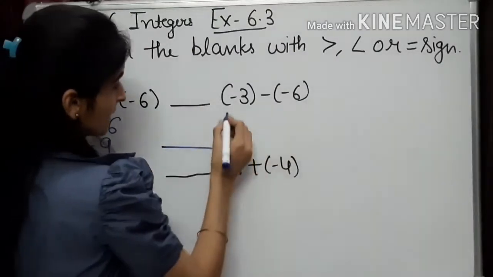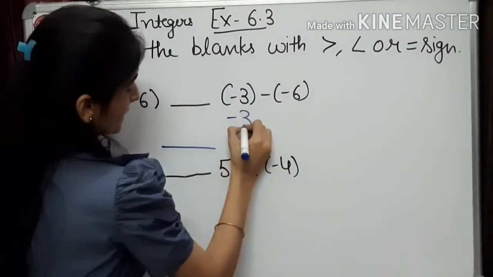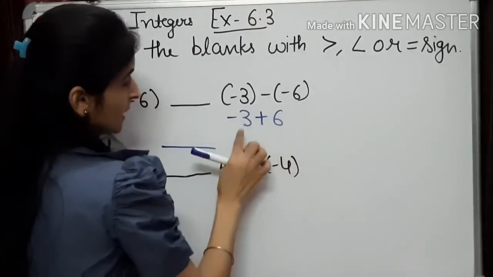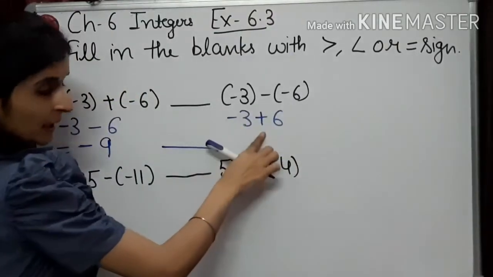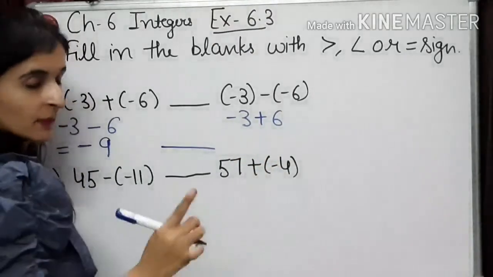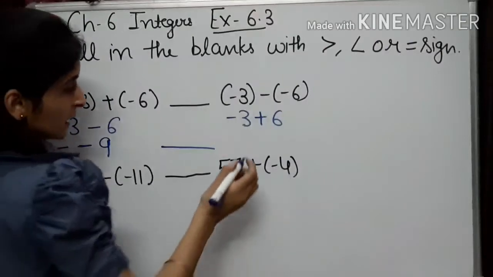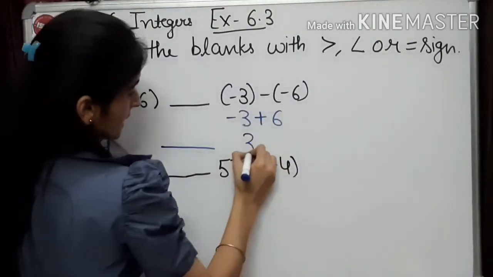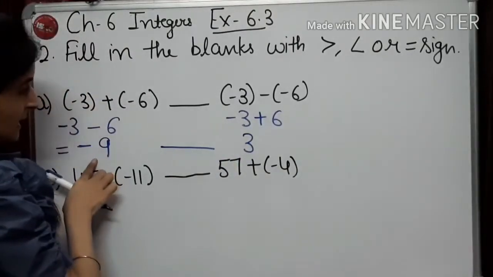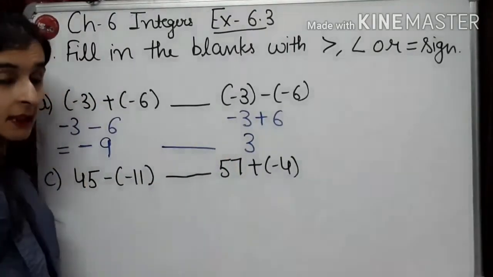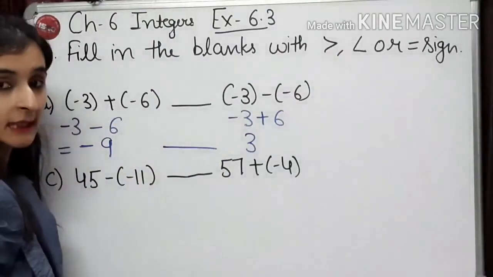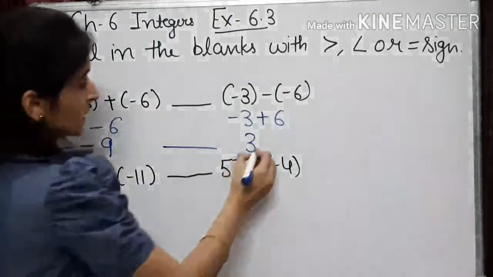Then on right hand side we have minus 3 minus plus 6. Now one negative sign is there and one positive sign is there. So we will do subtraction, but the sign will be of greater number. So 6 minus 3 is 3 and sign will be of positive. Now minus 9 and 3. Here we have minus 9, here we have 3. So which one is greater? The greater one is 3.